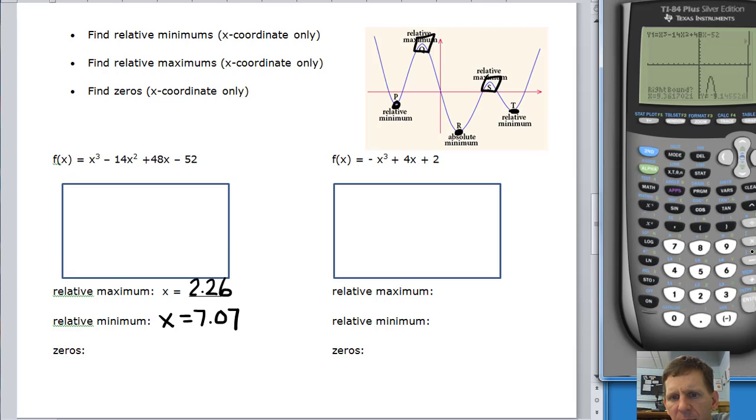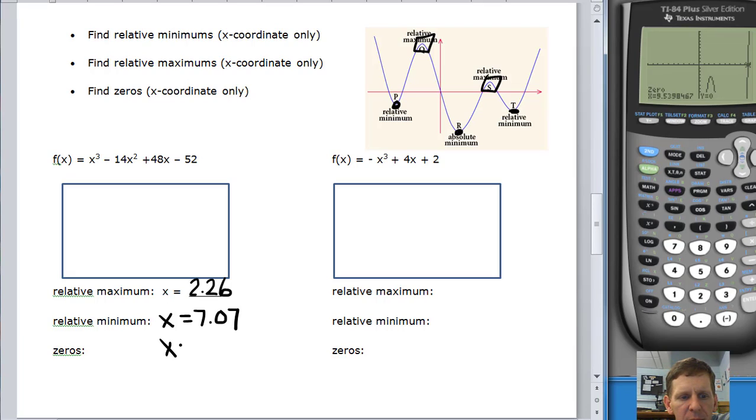Hit enter. For right bound, I'm going to move to where I think it is. Go a little bit to the right of that. It's actually off my screen. We're going to hit enter again. And then for guess, I'm going to move my cursor as close as I can to this intersection point. Hit enter. And it tells me that 9.54, approximately, is the zero.